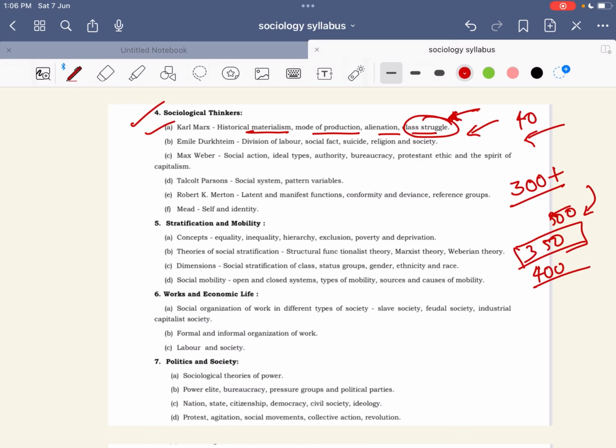capitalist class, worker class. Okay, and then this is Emile Durkheim. He is called the real father of sociology. And why is he called so? Because he has done so much work in sociology. He has contributed immensely to sociology. See his work: division of labor, social fact, suicide. No other sociological thinker has done so much. He is doing work on labor, social fact, and also suicide.